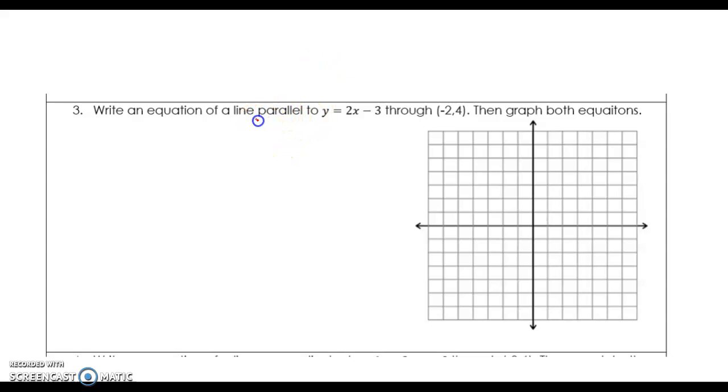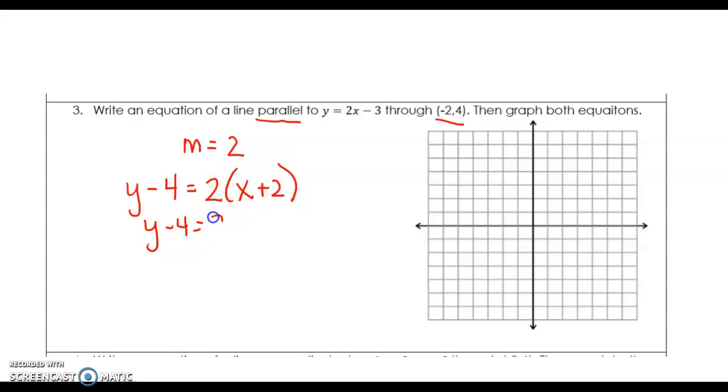What if I want one that's parallel? Well, parallel means the same slope. So I'm going to keep the same slope as this line. So if this slope is 2, my new slope is 2. And I'm given a point. So I've got y minus 4 equals 2 times x plus 2. Distribute my slope through, 2x plus 4, and then add 4 to both sides. So y equals 2x plus 8.